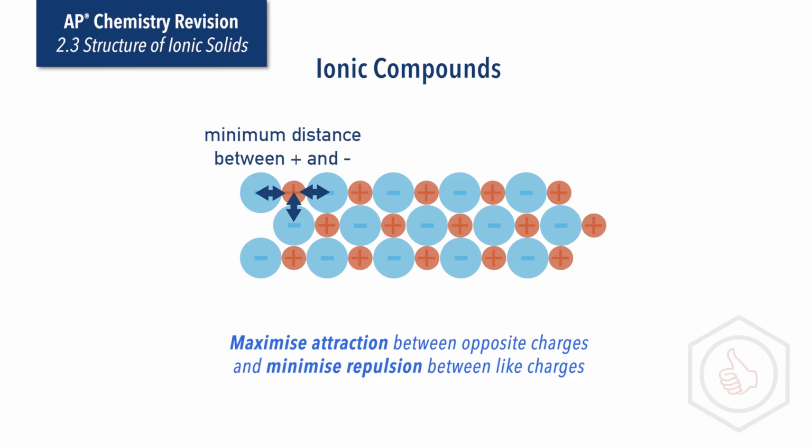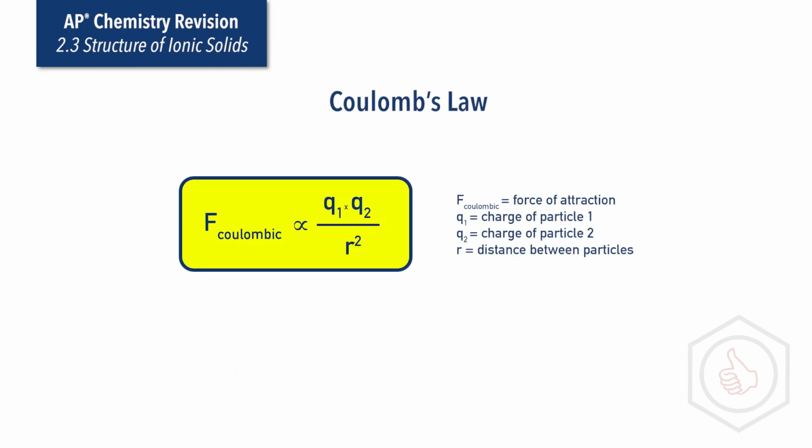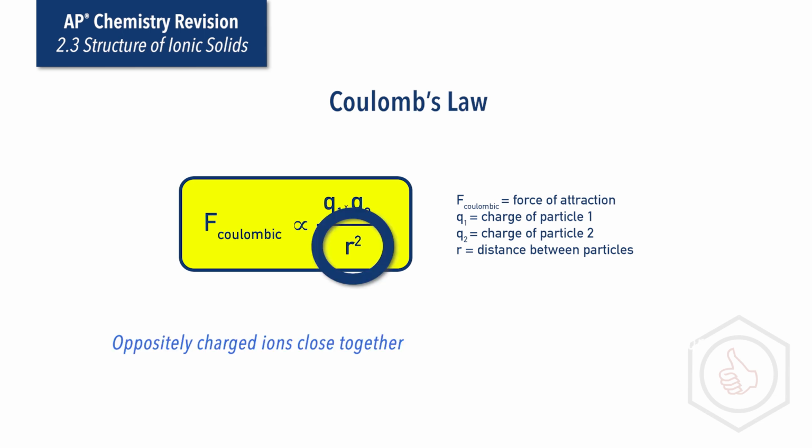We can explain the stability of an ionic lattice using Coulomb's law, where the force of attraction between the ions is proportional to their magnitude of charge, so the charges they have, and the distance between the center of each ion. This helps mathematically explain why the oppositely charged ions will be as close to each other as possible, because then the r² part of the Coulomb's law equation will be as small as possible, meaning the force will be as big as possible. The stronger the force of attraction, the more stable the ionic lattice, and the higher the melting point of the ionic compound.